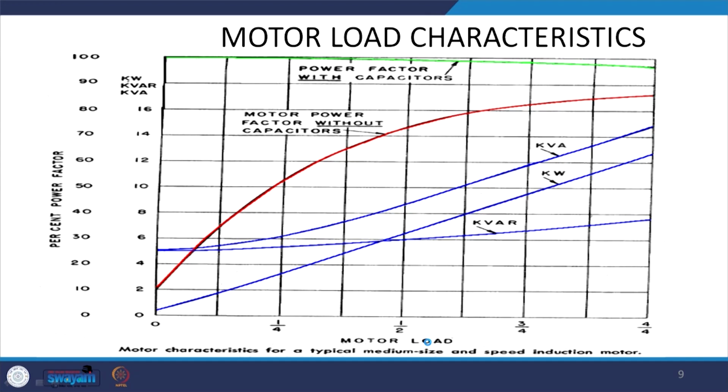This is the motor load characteristic, this is the percentage of power factor, where power factor 1 is marked as 100%, and you can see that this is a motor load. And this is the power factor with the capacitor, and we can almost get 100% or 1 power factor, and this is the motor power factor without capacitor.